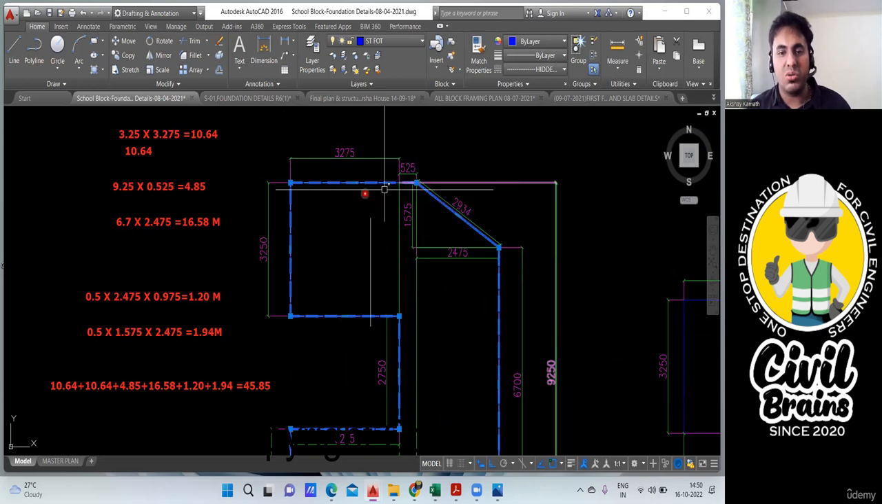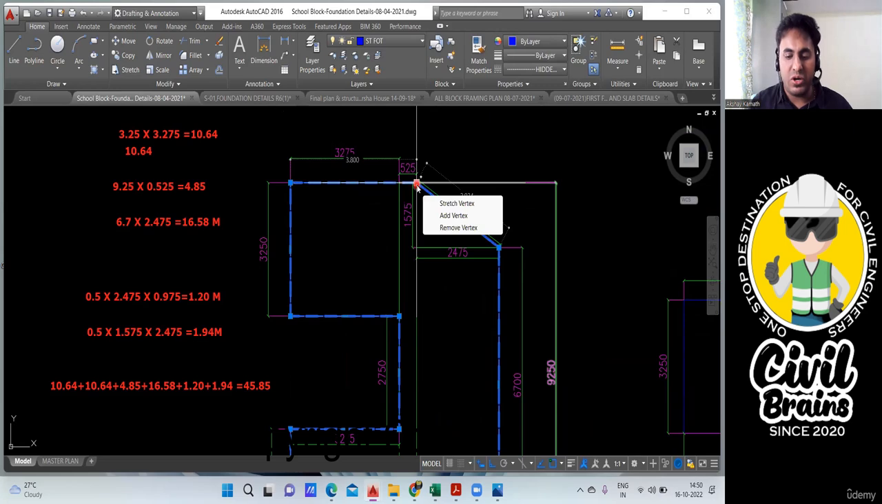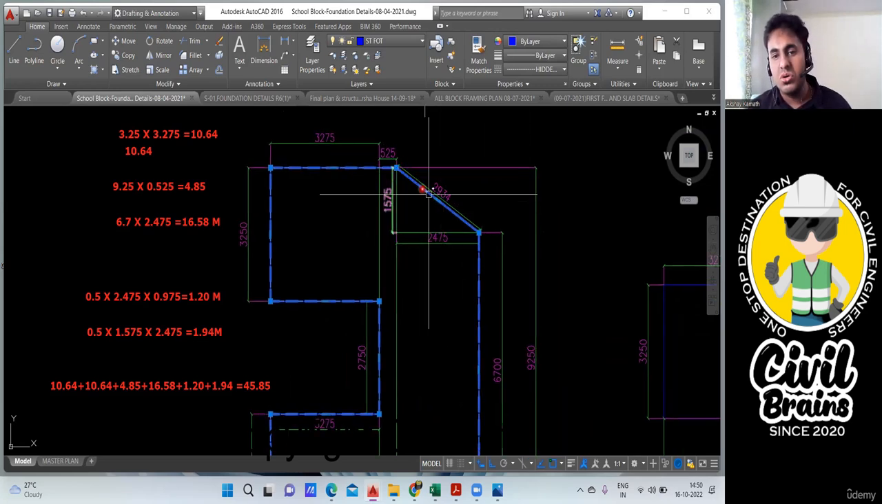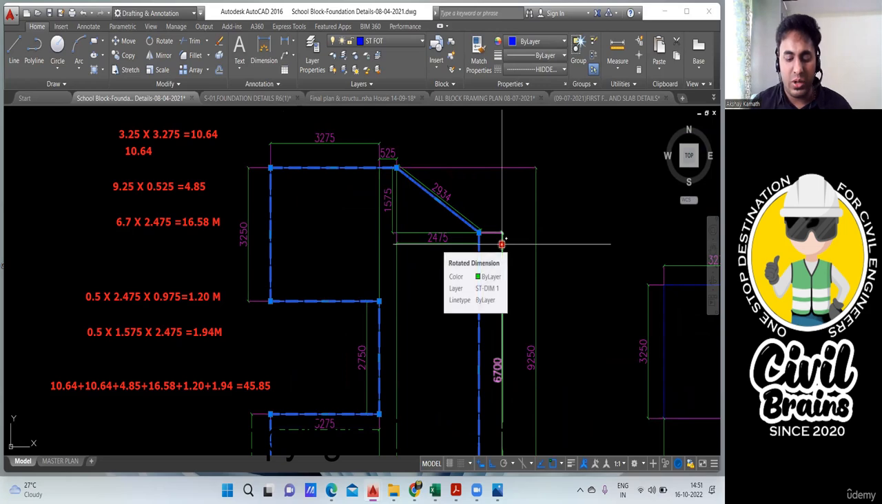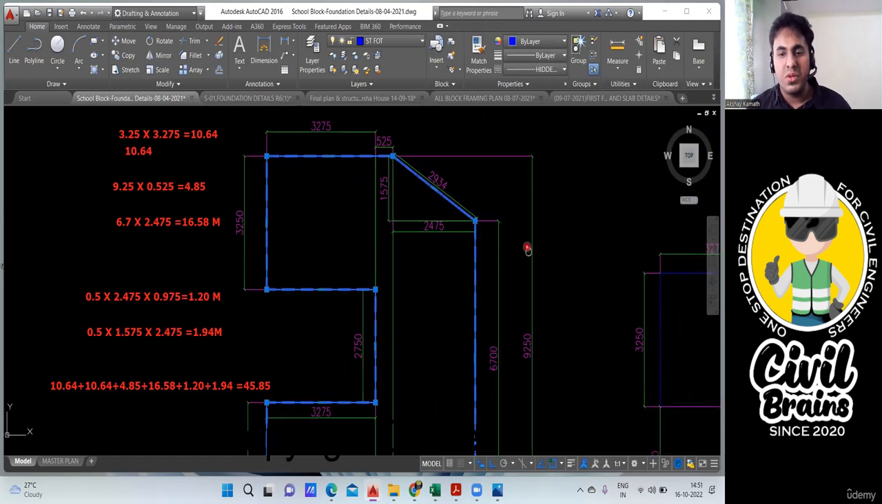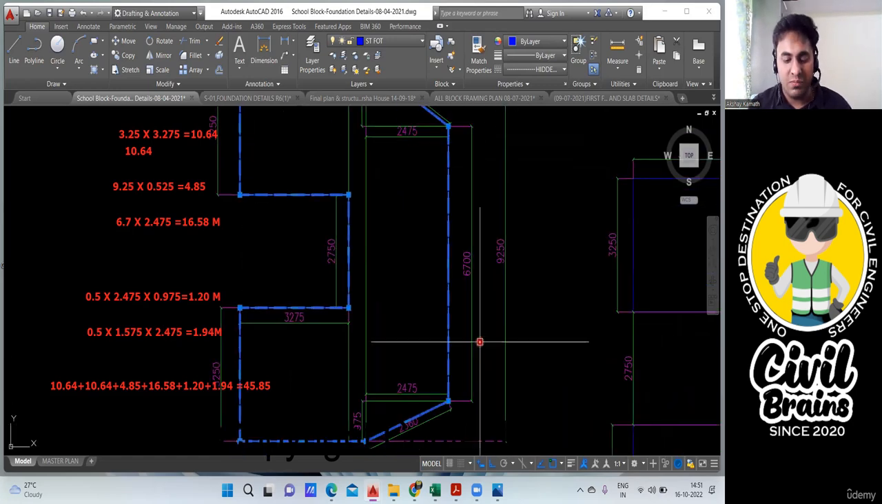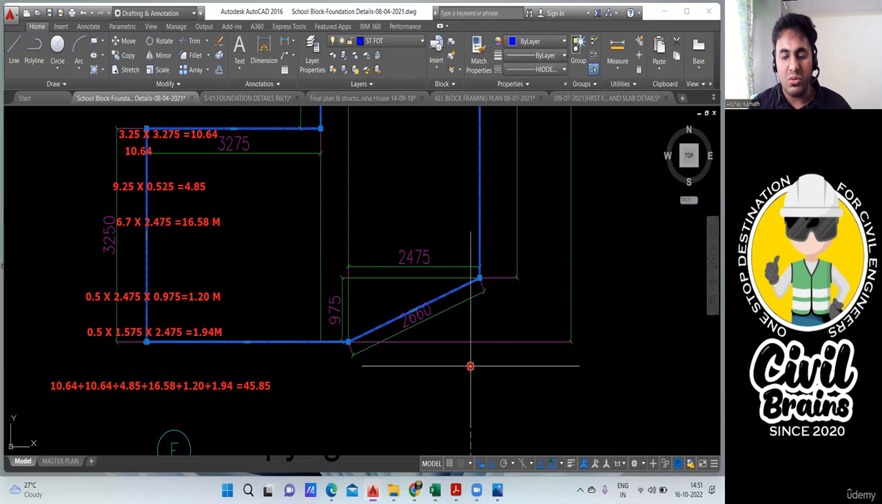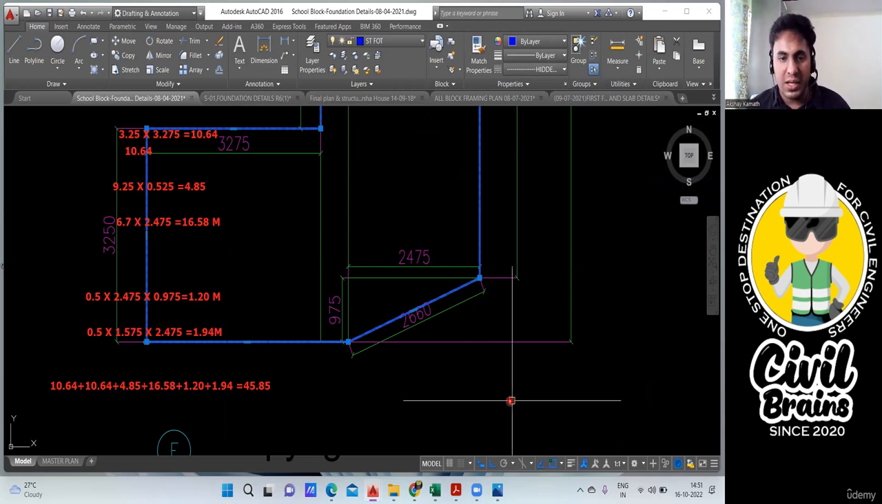3.275 plus, no, this outer. Next, this is 0.525. You have to just calculate the perimeter. Plus this is 2.934. Plus how much is this? This is 6.7. Plus how much is this? This was only the outer part. Okay, 2.660. Then again the outer one.